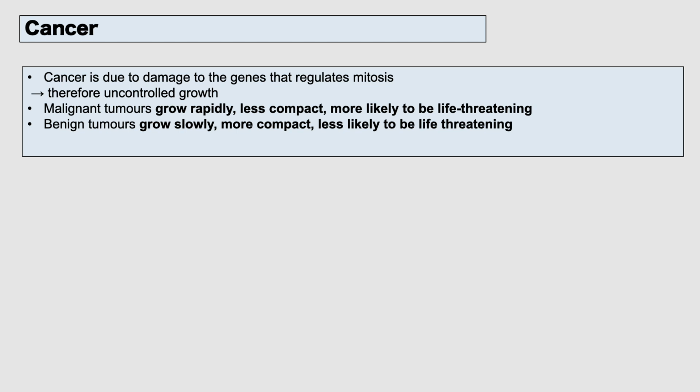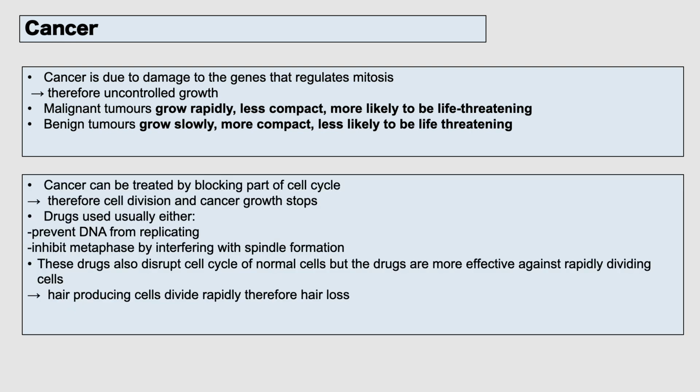Cancer is due to the damage to the genes that regulate mitosis. This creates uncontrolled growth. Malignant tumours grow rapidly, are less compact, and more likely to be life-threatening. Benign tumours grow slowly, are more compact, and are less likely to be life-threatening. Cancer can be treated by blocking parts of the cell cycle. Therefore, cell division and cancer growth stops. Drugs used usually either prevent the DNA from replicating or inhibit metaphase by interfering with spindle formation.